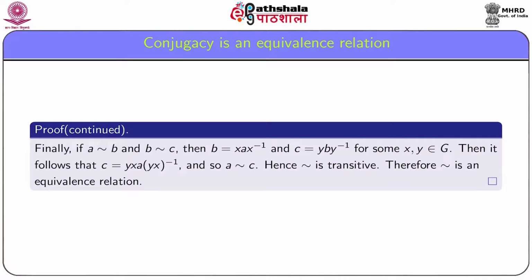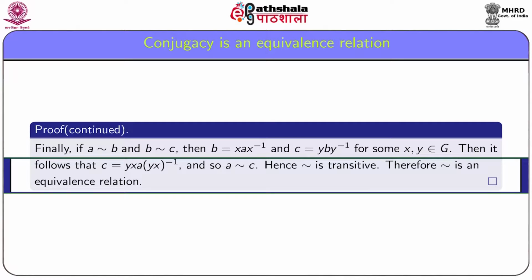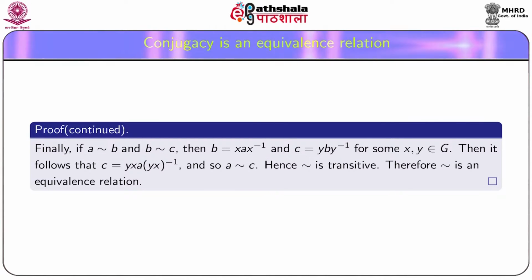Now to prove that the relation rho is transitive, consider A rho B and B rho C. Then we have two elements x, y in G such that B equal to x A x inverse and C is equal to y B y inverse. Then it follows that C is equal to y x A (y x) inverse. We get this relation by replacing the value of B in the second equality, and so we have A is rho related with C, hence rho is transitive, thus rho becomes an equivalence relation.